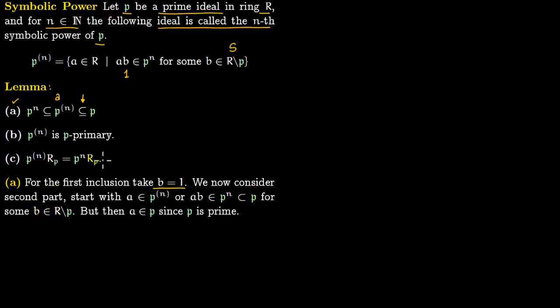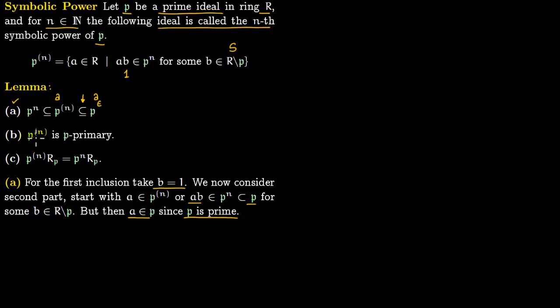And B, as we just said, lies in the complement of P, but P is a prime ideal, so it has to be the case that A lies in P, because AB lies within P and B does not lie within the prime ideal P, since P is prime. So we start with A in P to the symbolic power of n, and we end up with A lying within the prime ideal P. So A is done.